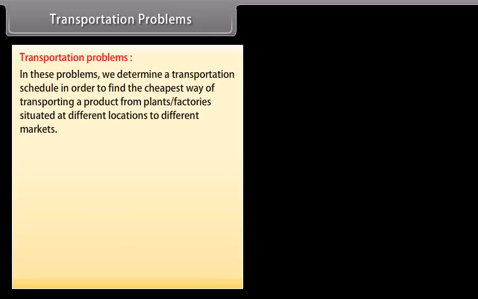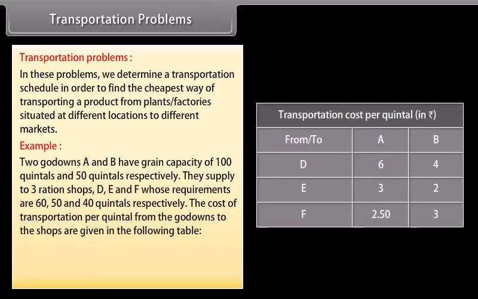Transportation problems. In these problems, we determine a transportation schedule in order to find the cheapest way of transporting a product from plants or factories situated at different locations to different markets. Example. Two godowns A and B have grain capacity of 100 quintals and 50 quintals respectively.